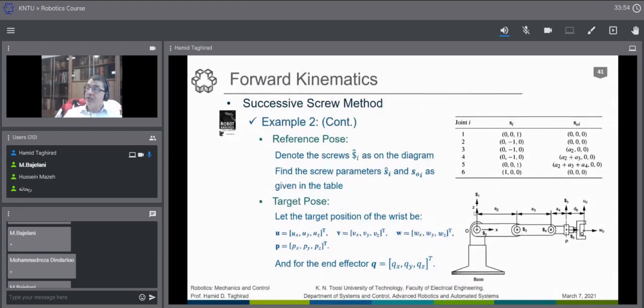So S1 and S2 have 0 positioning, or S0, but S3 has A2, then we have A2 plus A3 again in X3, and then we have A2 plus A3 plus A4 for the S5. And S0, as you see, is intersecting with our frame, so we have 0 here again. We know that we have θ1 to θ6 as the joint variables.